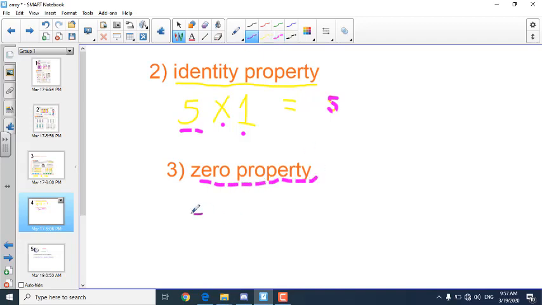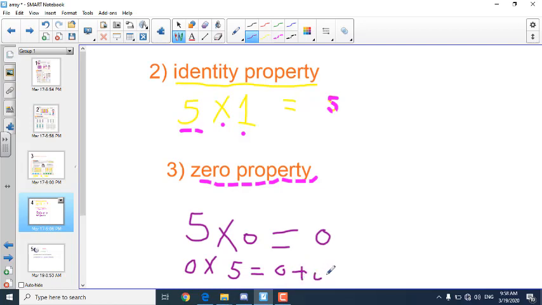Okay, zero property. What is the meaning of zero property? Zero property, it means any number, for example 5 times 0, it will be 0. Why? We said that 5 times 0 the same as 0 times 5, right? If I repeated 0 5 times, 0 plus 0 plus 0 plus 0 plus 0, so the result is 0.